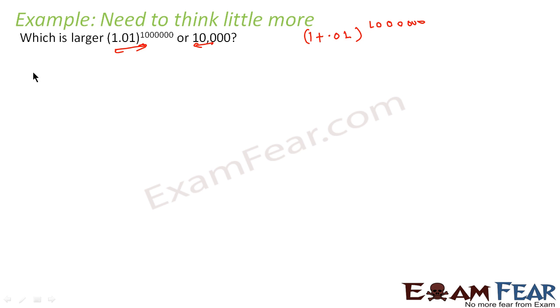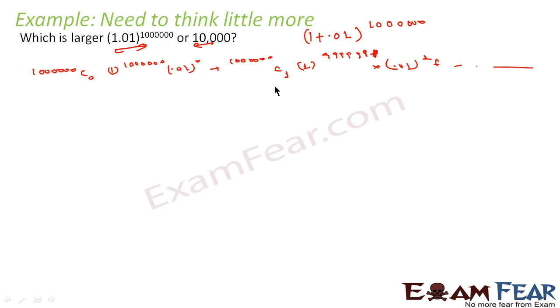Expand this, what we'll say is this is nothing but 100C0 into 1 to the power 100 into 0.01 to the power 0, plus this time 100C1 into 1 to the power 99. So subtract, the extra 1 is removed, into 0.01 to the power 1, plus and so on.